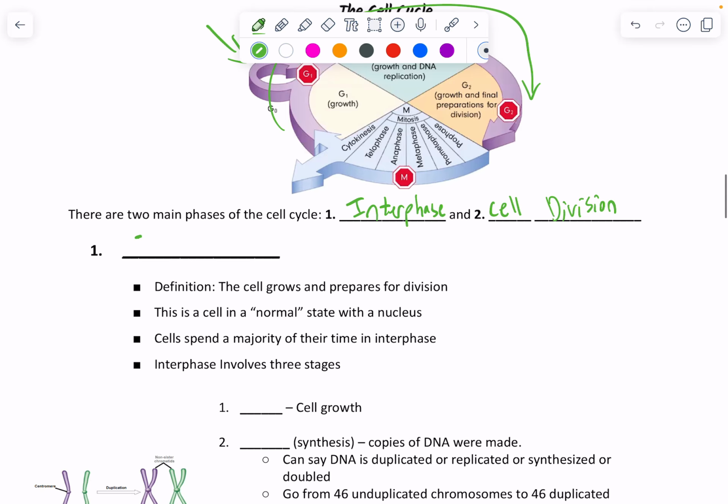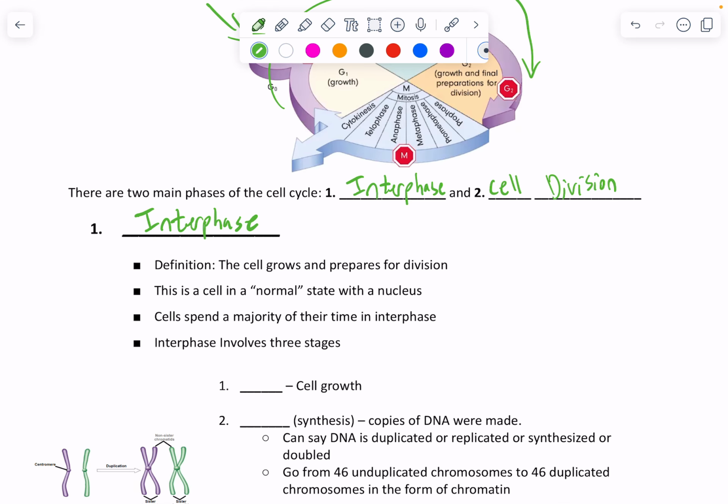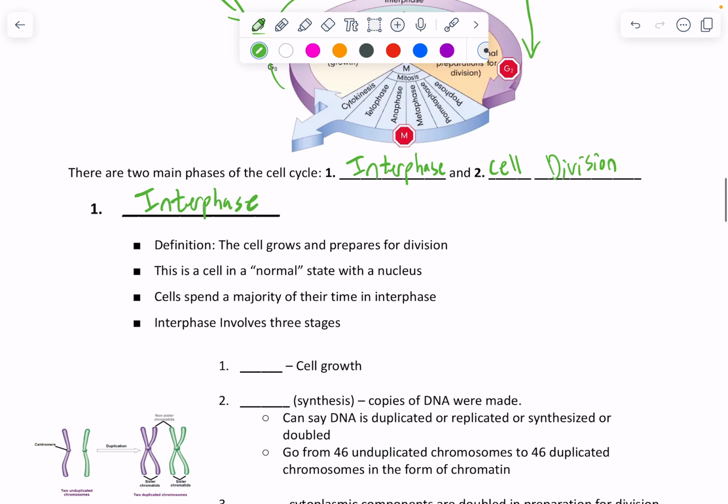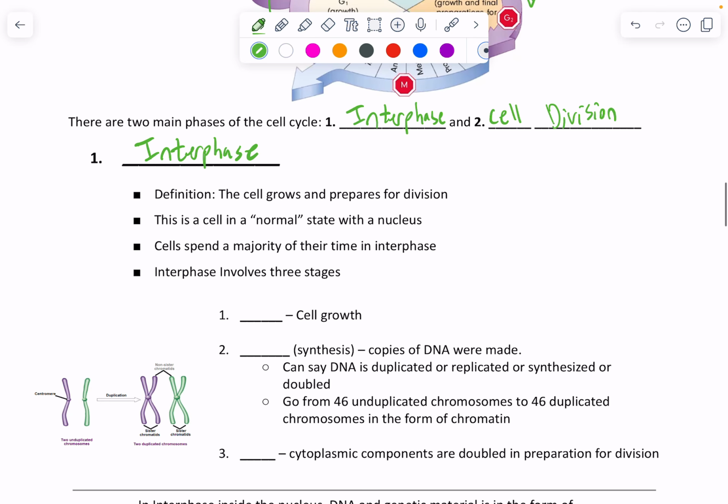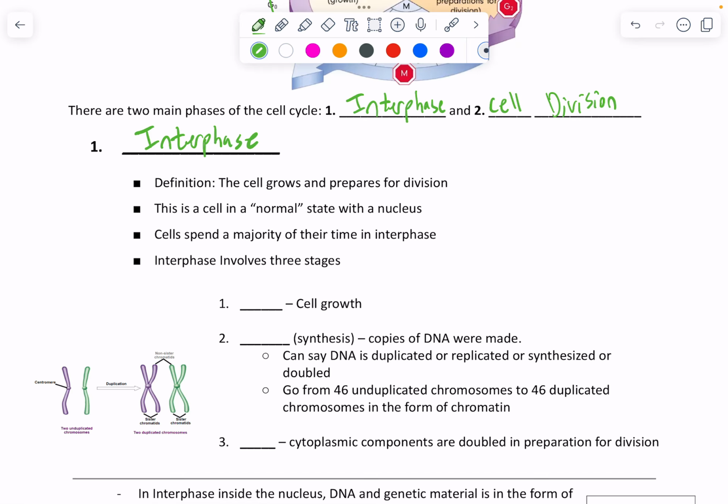And so we start with interphase. Interphase is the period where the cell is preparing for division. It's growing in size. It has to duplicate its DNA. It has to duplicate its organelles. It has to be a large enough size to be able to divide. And so it's preparing for all of these steps for when it actually goes through the cell division phases. So interphase is the cell in a normal state with a nucleus.